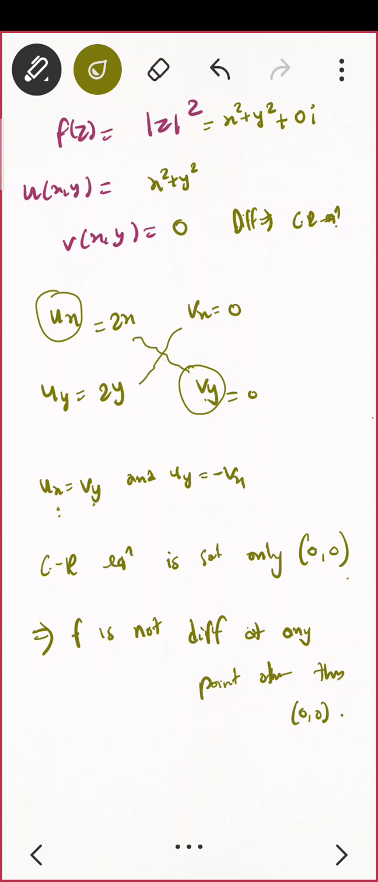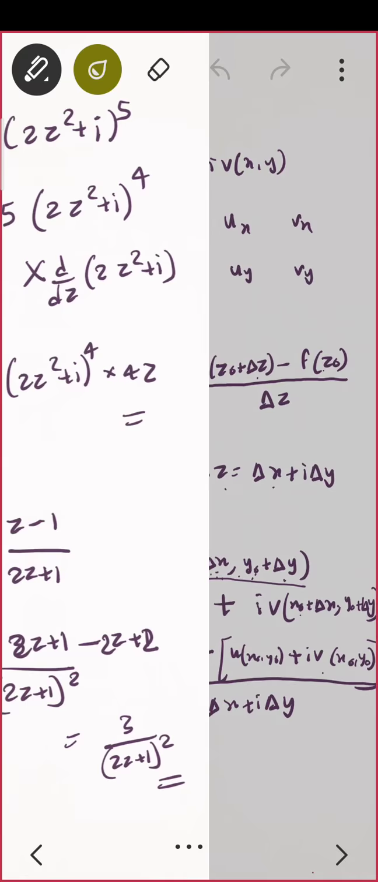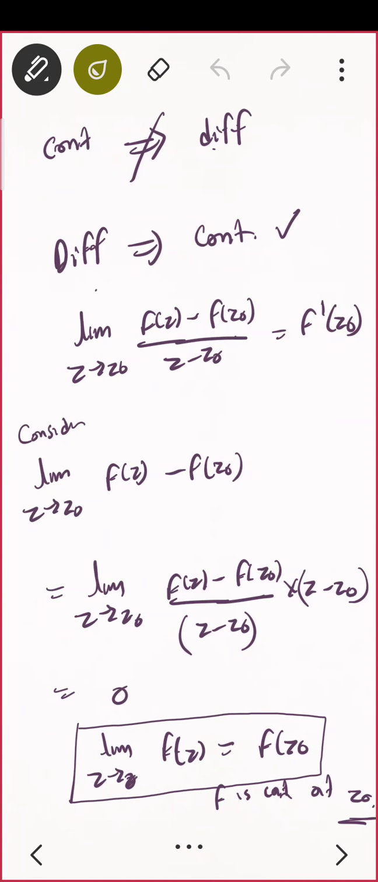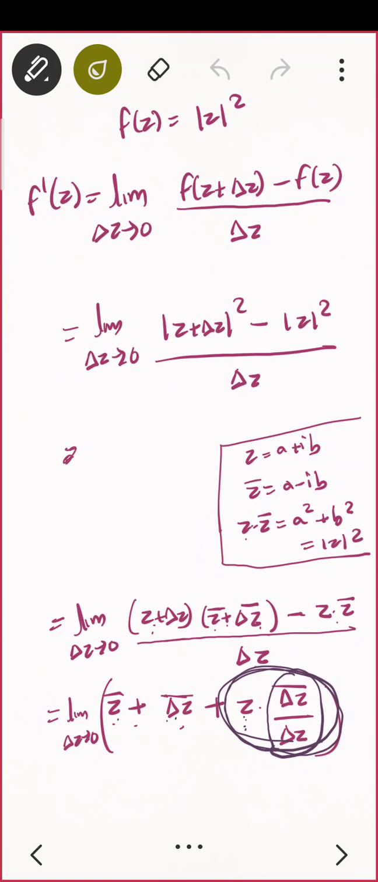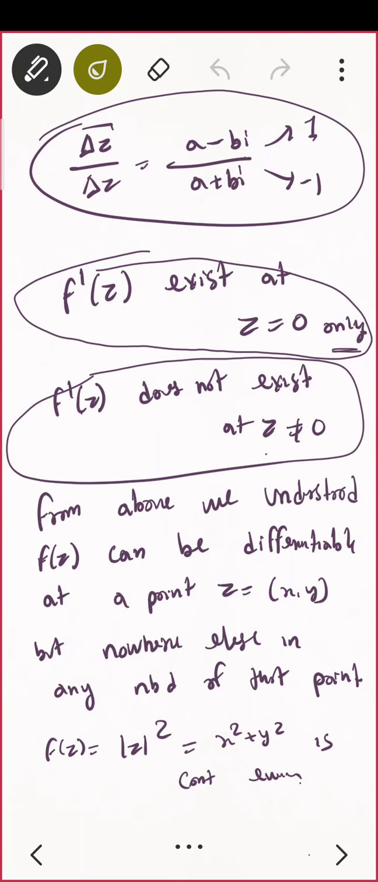Yeah, and if you remember, I have already proved that this function is not differentiable. Let me go back and show you if it is available. Just keep checking if you see mod z square somewhere. Do you see that? I was checking whether f of z equal to mod z square is differentiable or not, and we solved it and concluded something. You see that the derivative exists at z equal to 0 only. The derivative does not exist at any non-zero point.